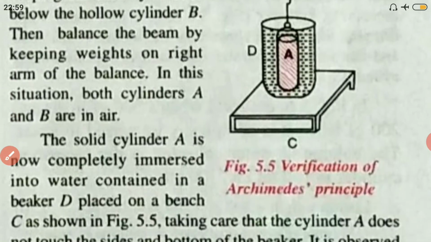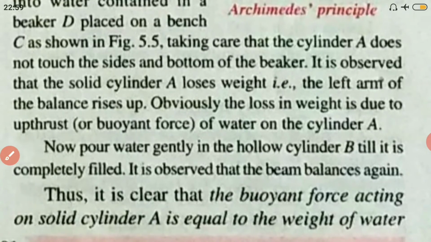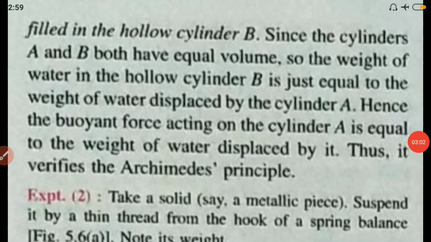So this proves that the upthrust acting on the cylinder A must be equal to the weight of the water displaced by it. Thus it is clear that the buoyant force acting on the solid cylinder A is equal to the weight of the water filled in the hollow cylinder B.